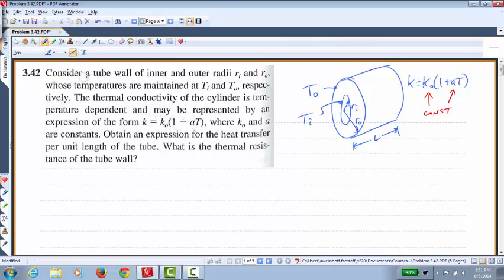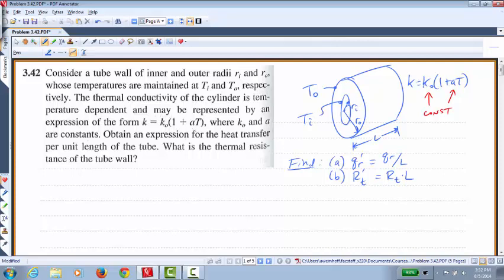So what we're going to find with this, part A, is the heat transferred per unit of length of the tube. So this will be QR prime, which is defined as Q in the radial direction divided by L. Then the second thing it's going to ask is, what is the thermal resistance of the tube wall? So we're going to calculate RT prime, which is defined as R sub T times L. So those are the two things we're going to get out of this problem.